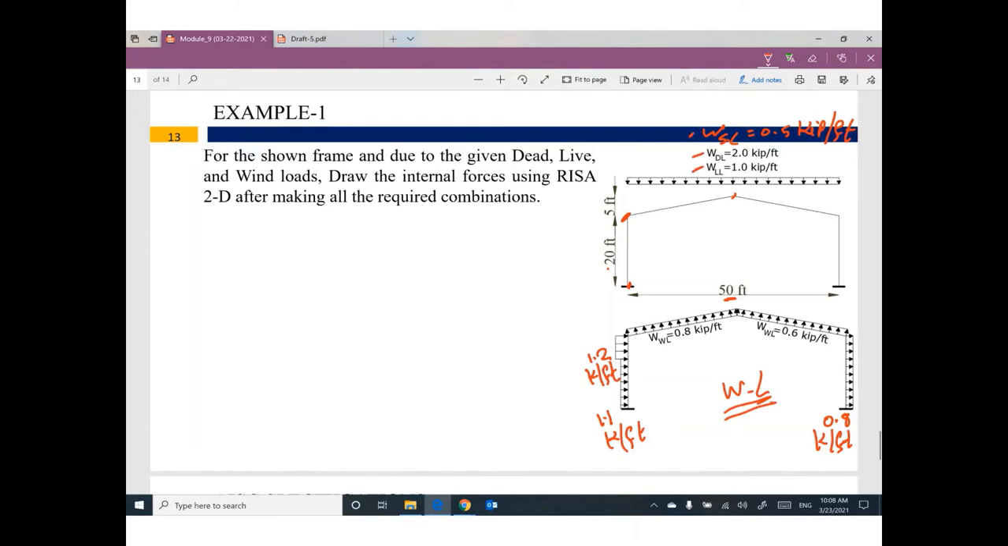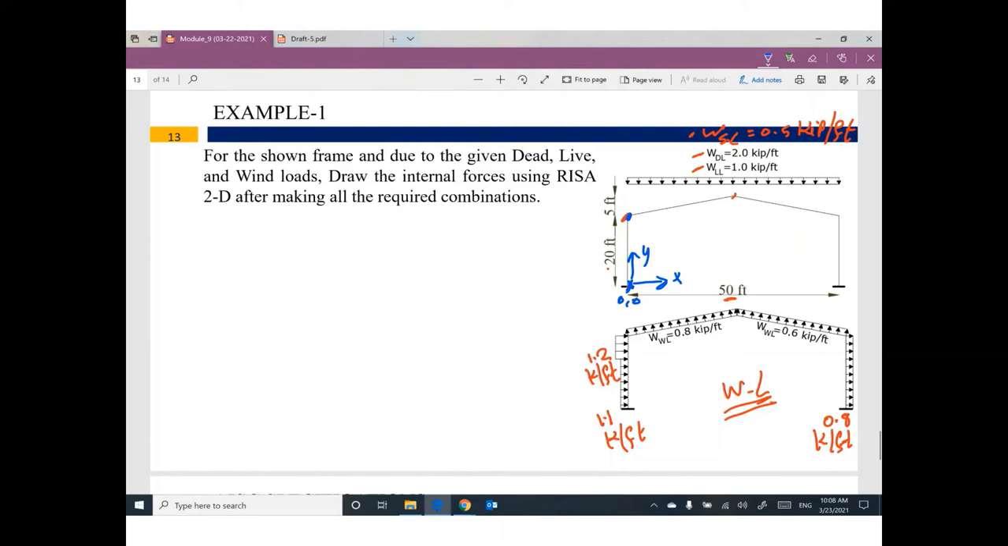And we need to model this frame in RISA to figure out what the internal forces in the frame are. Let's start. If you have any question related to RISA, please let me know. I will assume my origin is here. So we have X and we have Y. So I have 0, 0.